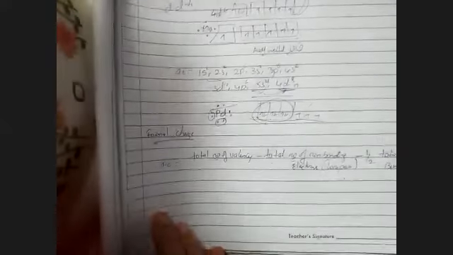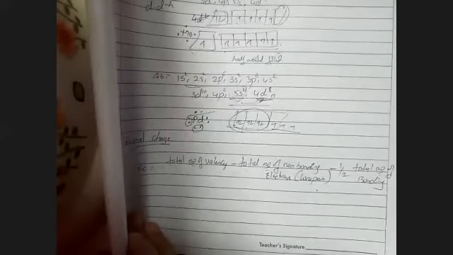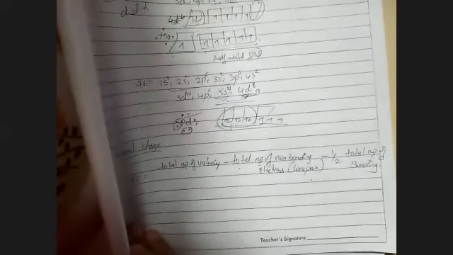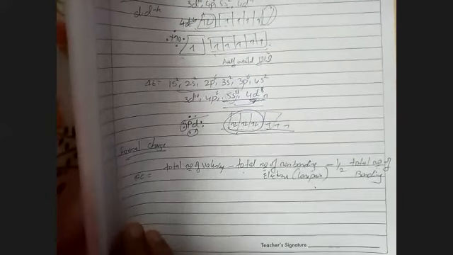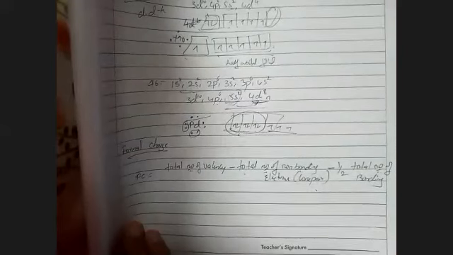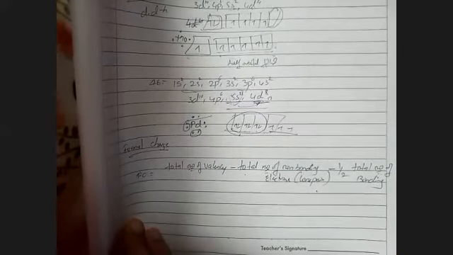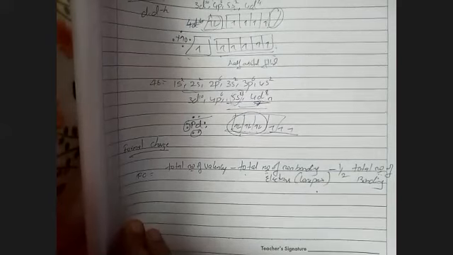Can you see the formula clearly? Can you see the complete screen? Okay, fine. FC is equal to total number of valency minus total number of non-bonding electrons, that is lone pair of electrons, minus 1/2 total number of bonding electrons.